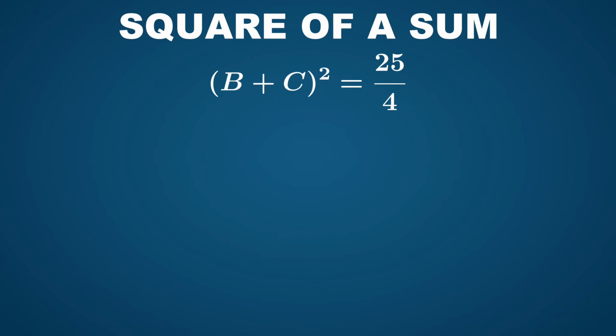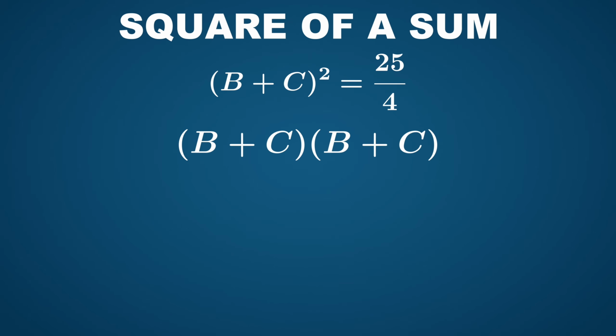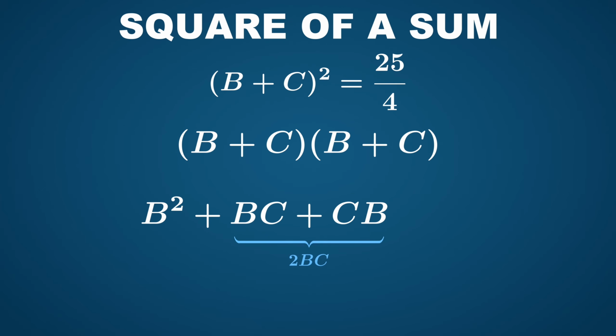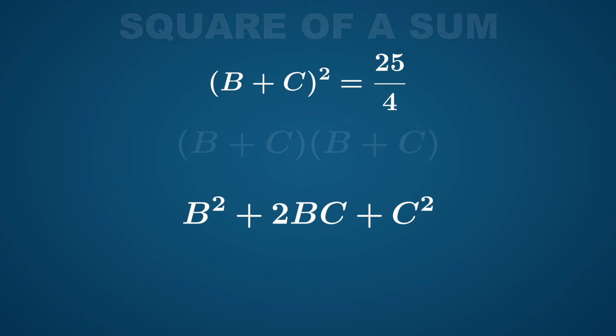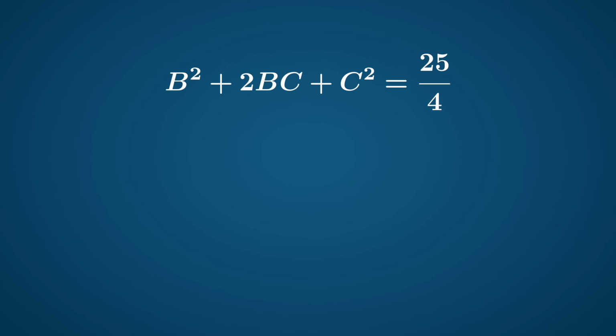Squaring a sum follows a very familiar pattern. We can see this by writing b plus c times b plus c. b times b gives the first square, b squared. b times c and c times b each give one copy of bc. Together those two copies form the middle term, 2bc, and c times c gives the last square, c squared. So b plus c squared becomes b squared plus 2bc plus c squared. Our equation is now b squared plus 2bc plus c squared equals 25 over 4.